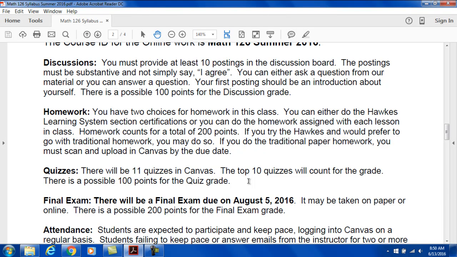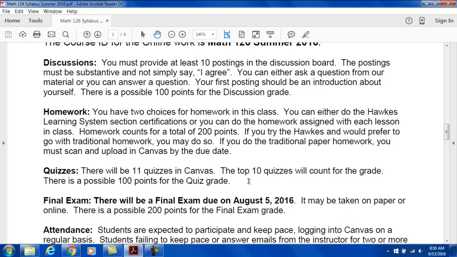Homework. You have two choices for homework in this class. You can either do Hawkes Learning System section certifications, where it says certify, that's how you do homework, or you can do the homework assigned with each lesson in class. Homework counts for a total of 200 points. If you try the Hawkes and would prefer to go with traditional homework, you may do so.